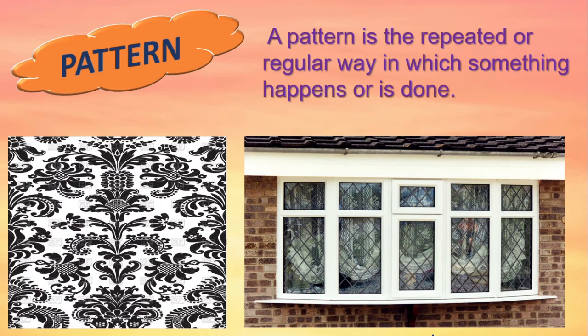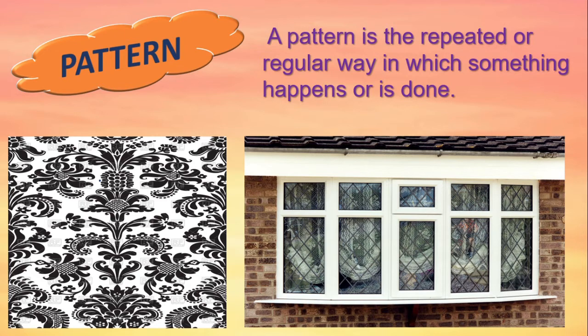Okay, here we can see the window panes. See these two windows and these two windows. They are repeated, right? And they are differed by this middle window. Here also you can see the design, whatever the flowers, they are repeated again and again. So one pattern is formed. Got this, children? How the pattern forms? By using the thing repeatedly, then we get one pattern.